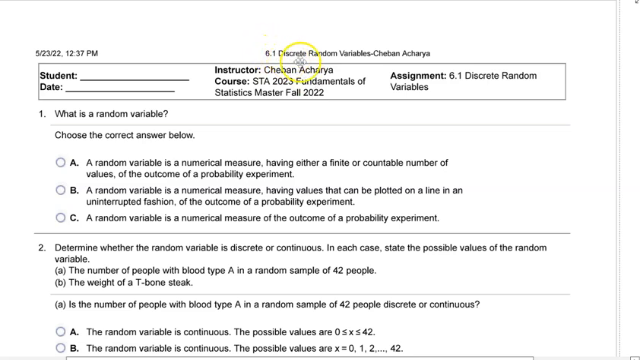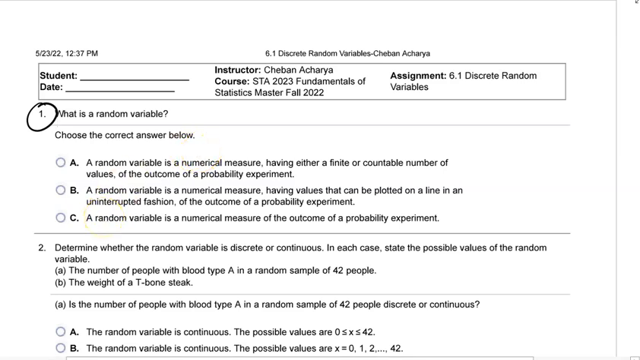The topic is discrete random variables. Okay. The first question is the definition questions. Question number one. What is random variable? You might see the definition in my lecture video or PowerPoints or textbook. The answer for this question is C.